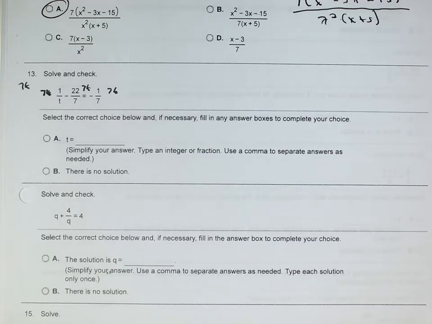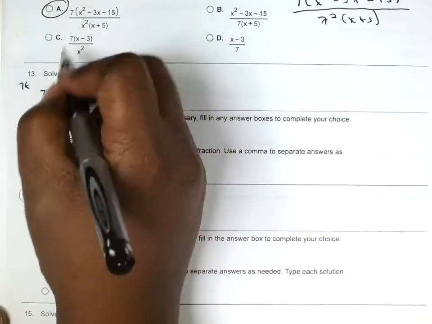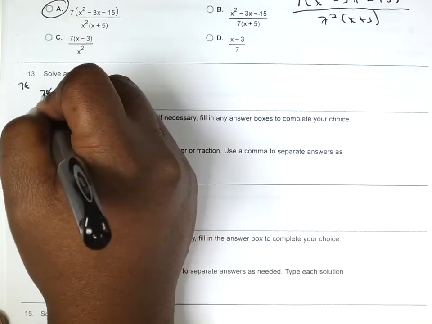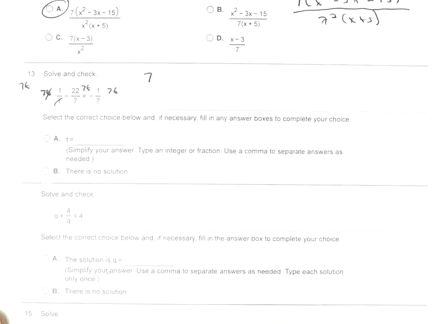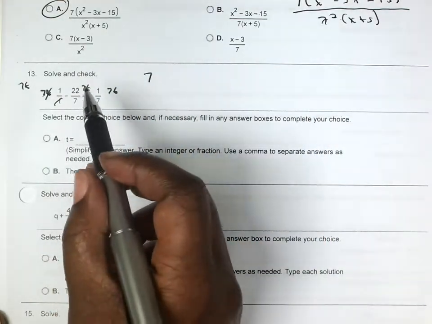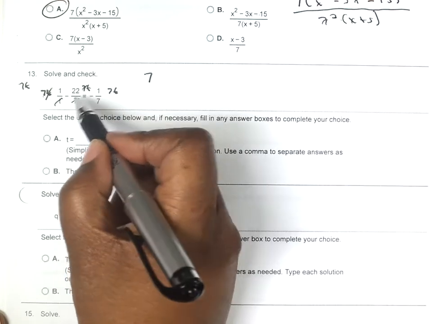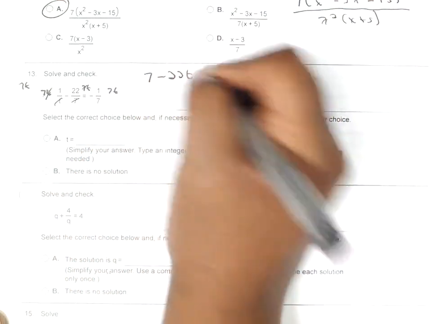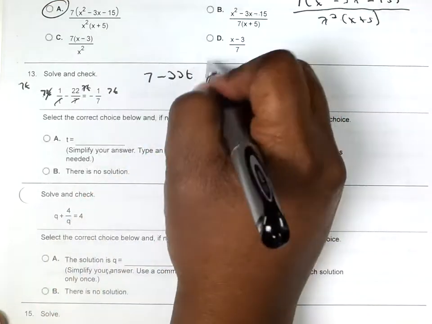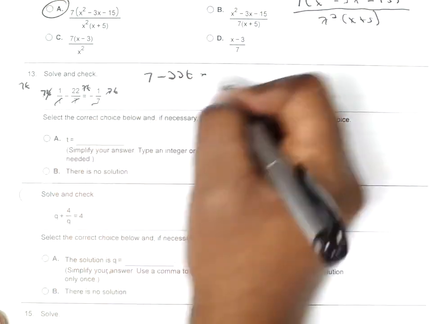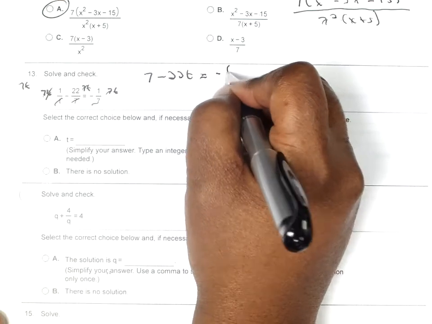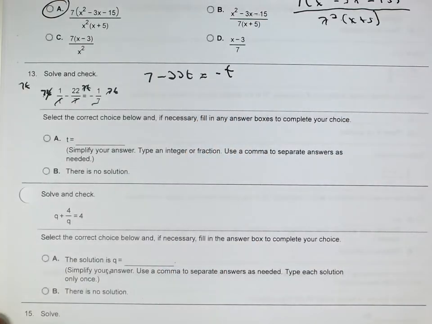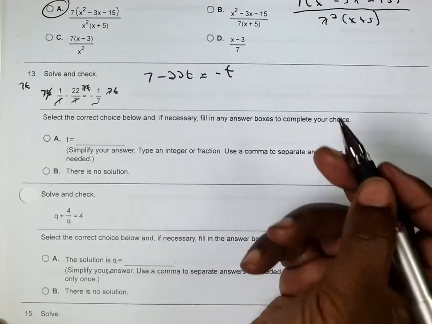So the first one, the t gets knocked out, and I'm left with 7 times 1, which is just 7. The second one, the 7 gets knocked out, so I'm left with negative 22 times t, which is negative 22t. And then on the other side of the equal sign, the 7 gets knocked out, so I'm left with negative t.